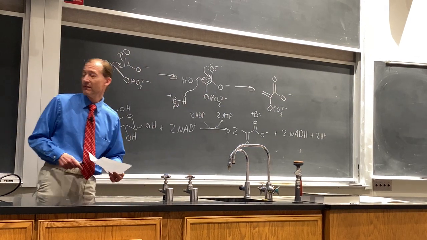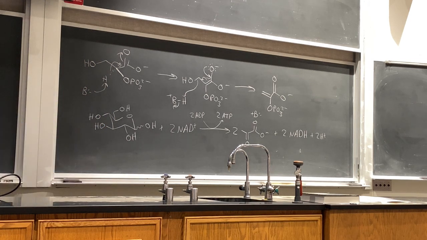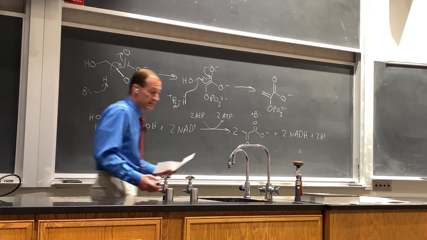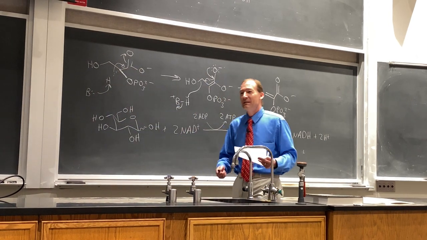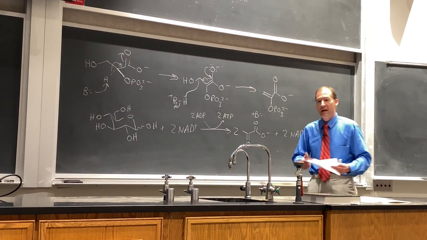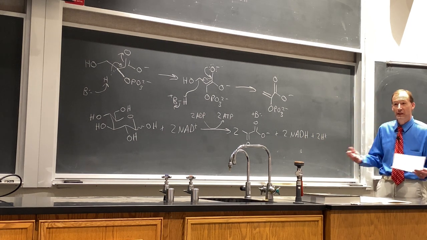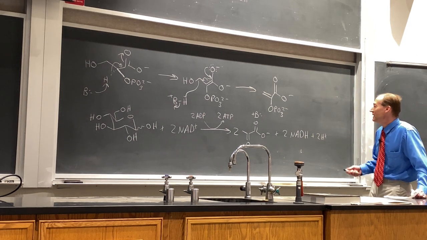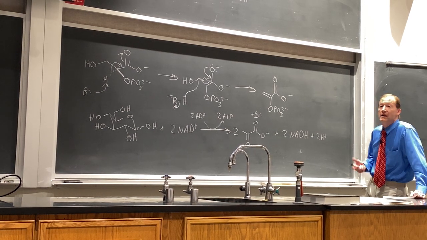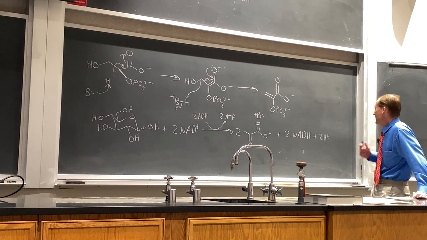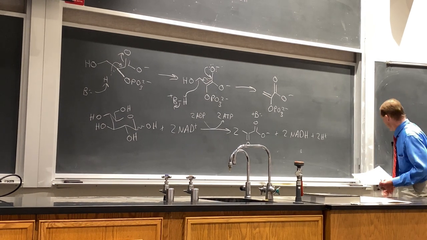Yes? Is this how most life produces ATP and NADH? As far as I know, yes, this is a very common pathway in nature. I'm not sure exactly what organisms use it and what don't, but certainly we use it, and I think it's common amongst other animals as well as a way of metabolizing glucose to produce ATP and to produce NADH.